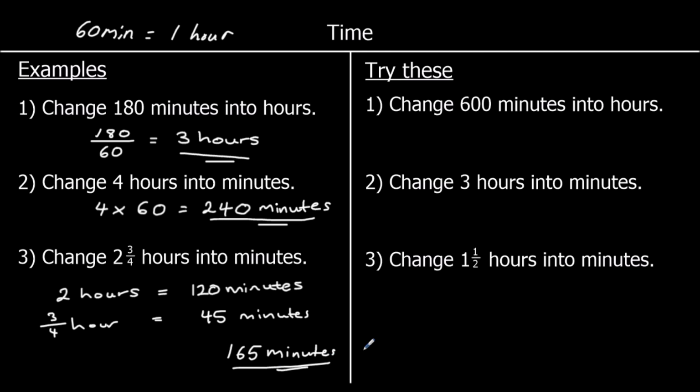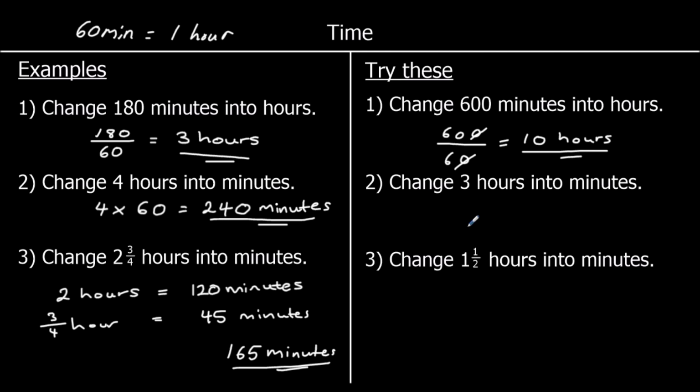Okay, 3 for you to try. So pause the video, give them a go, and press play when you're ready for the answers. Okay, 600 minutes into hours. So how many 60s go into 600? If I cancel down, I divide top and bottom by 10, then divide top and bottom by 6, and we get 10 hours. 600 minutes is 10 hours.